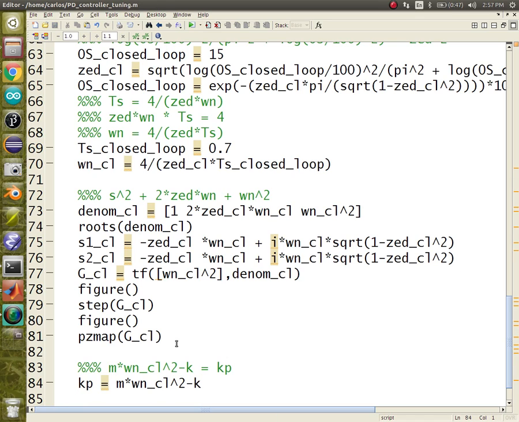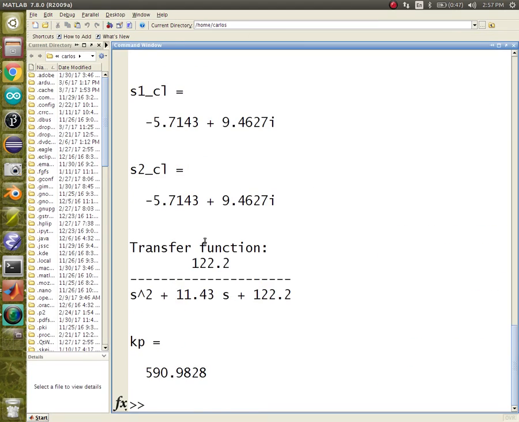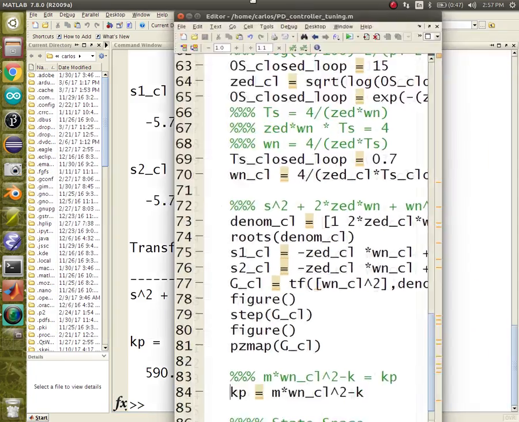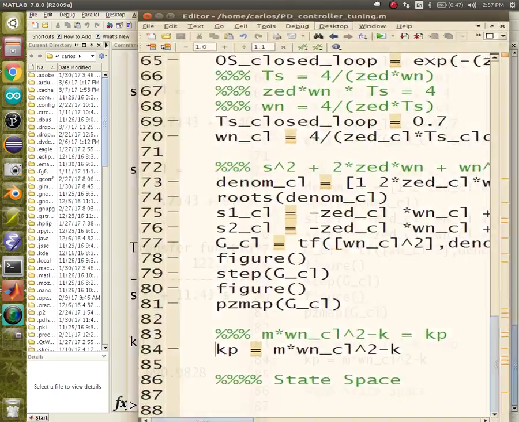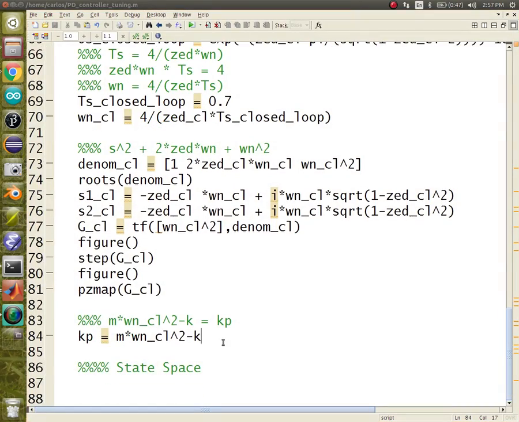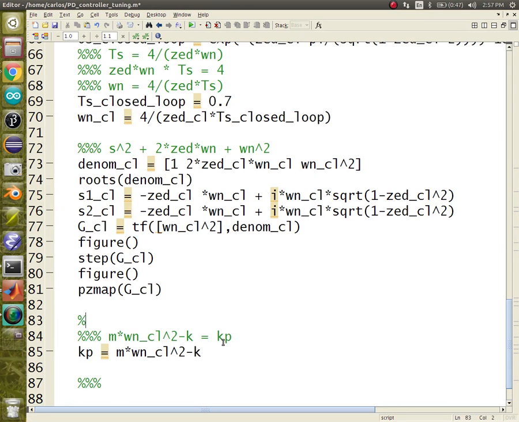And let's see what it is. So k is, oh gosh, 590. In a real system, I doubt we can do a kp of 590. But you know what? This is a simulation, and we can do whatever we want. Okay, so how do I get kd? This was the determination of kp, and now we've got the determination of kd.